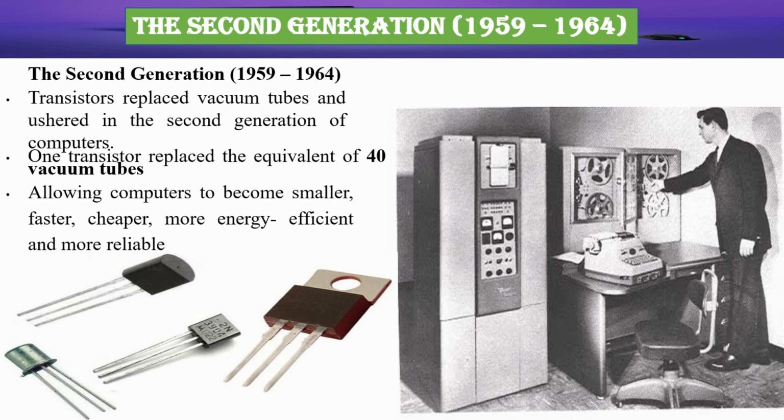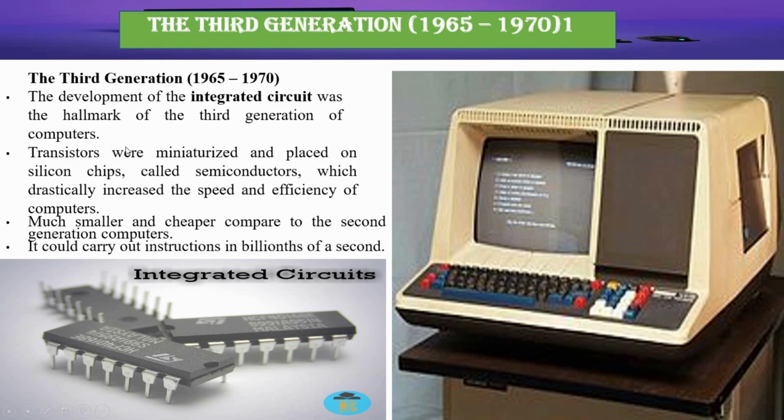as a processing component. The third generation started between 1965 and the 1970s. The development of integrated circuits was the hallmark of the third generation of computers. Transistors were miniaturized and placed on silicon chips called semiconductors, which drastically increased the speed and efficiency of computers. Much smaller and cheaper compared to second generation computers, they could carry out instructions in billionths of a second.